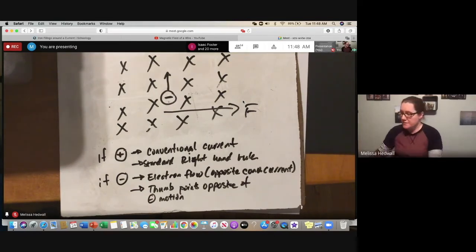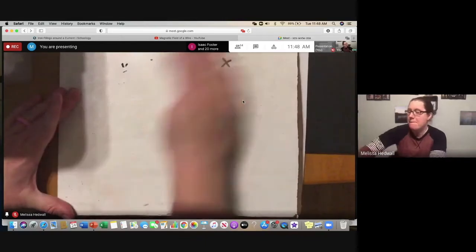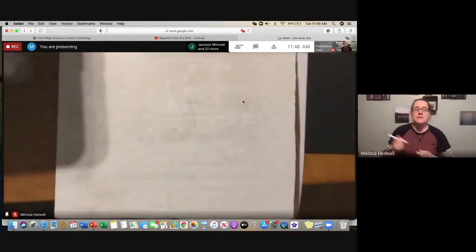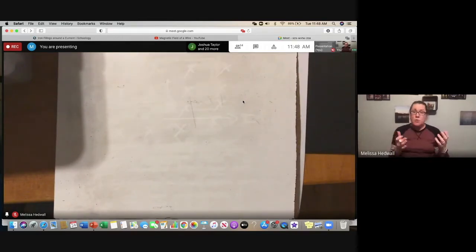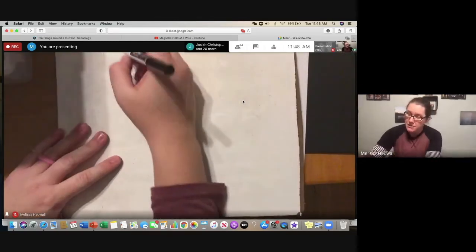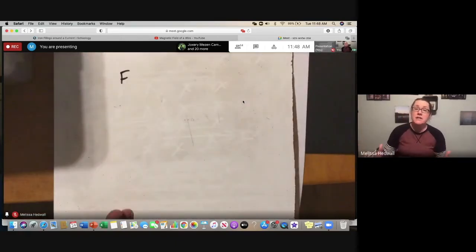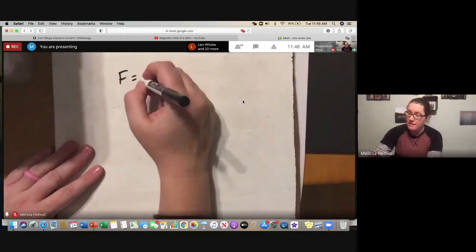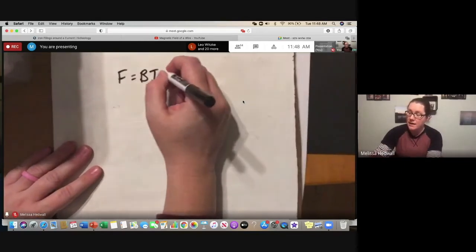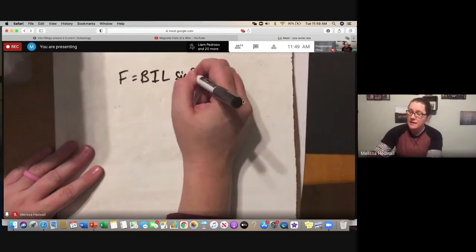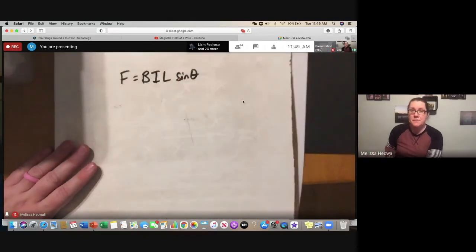Two more things. Thing one, we do have some equations here, and I go into all of this in more detail in the video, so I'd still suggest watching it. But we have two equations to calculate the magnitude of the force. Directionally, you'll need to use the right-hand rule. But you have B, I, L, sine theta.